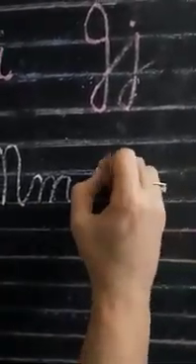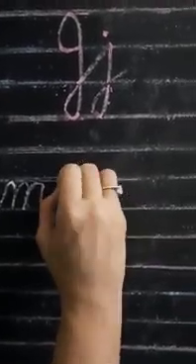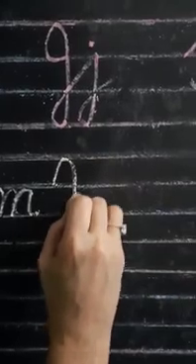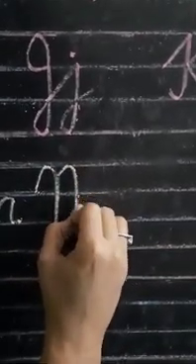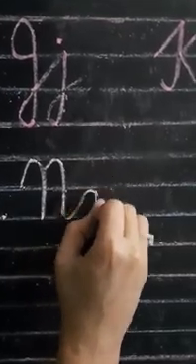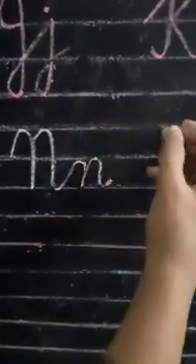Okay, after joining M it comes joining N. For joining N we will start from the first blue line, go up, come back, come down, make a mount, come down and take a turn and make small n like this. Okay, this is joining N.